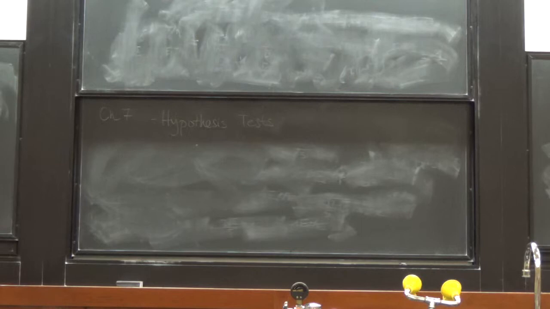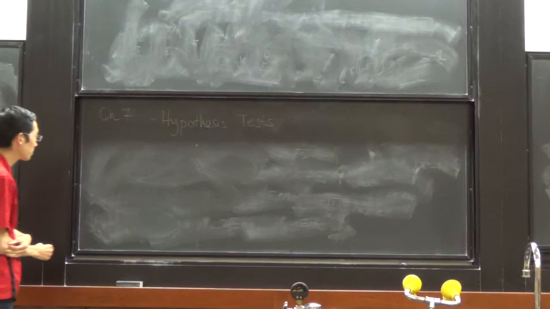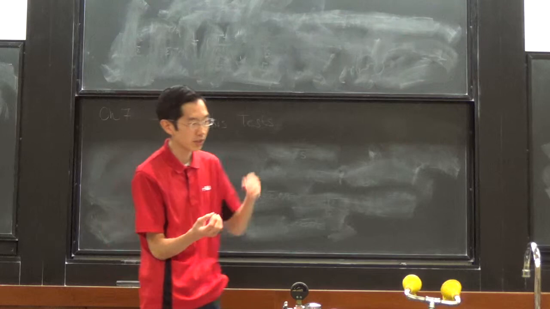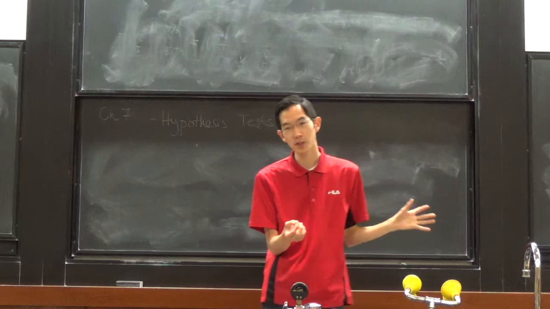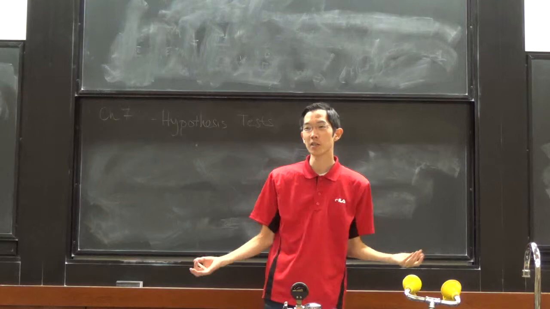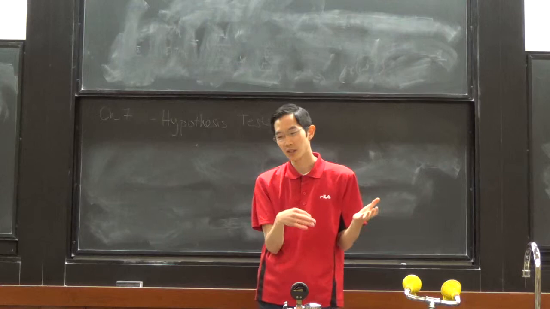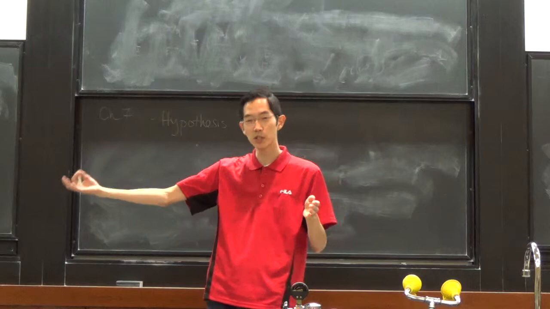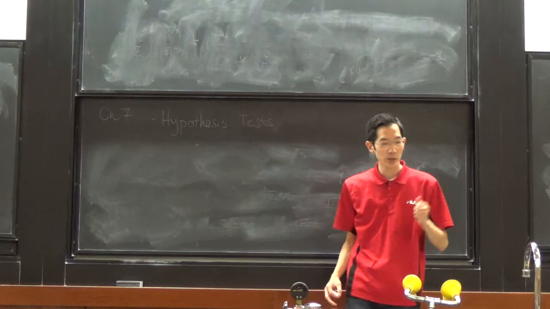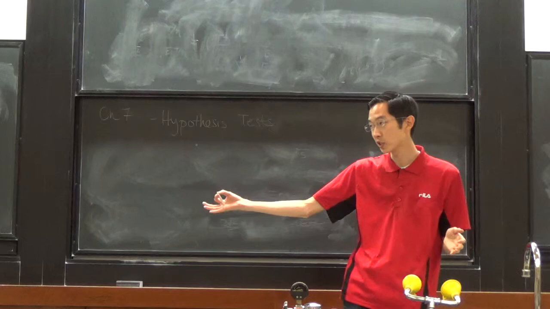In chapter 6 we looked at confidence intervals. With confidence intervals, we take a sample, we look at the sample, and based on what we see in the sample, we try to make a statement about the population. So if we observe a sample and look at its mean, based on that mean we make a statement about the population. In hypothesis testing, we are also looking at samples and making conclusions about the population based on the sample, but we're taking it from a different perspective.